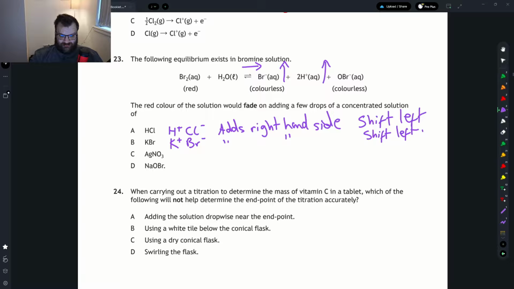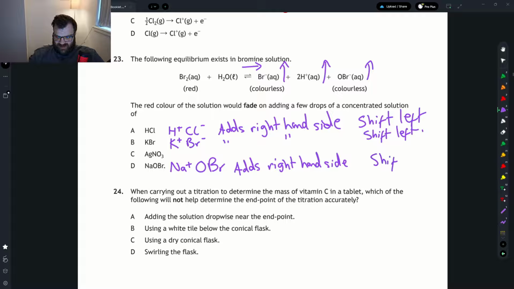So again, this is the same as an older question, which was maybe exactly the same. Very similar. So what we add in this next one is Na positive OBr. Now where's OBr? Oh, yep, it's on the right hand side. And how does that then affect equilibrium? It shifts to the left. So our answer has to be C, because the other three all make it go to the left.